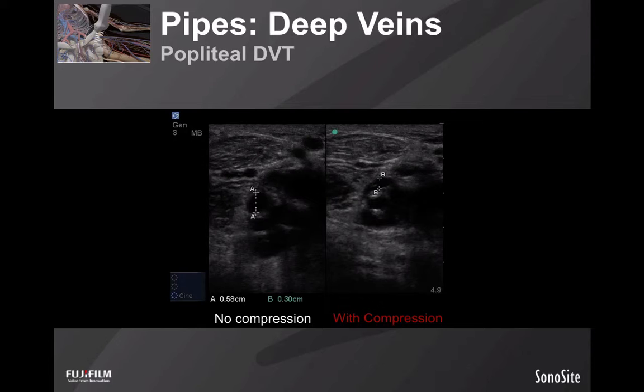Here we have the ultrasound transducer in the popliteal fossa with the orientation marker towards the patient's right side to assess for the presence of popliteal DVT. Applying compression, we see the popliteal vein does not completely collapse, suggesting the presence of thrombus.